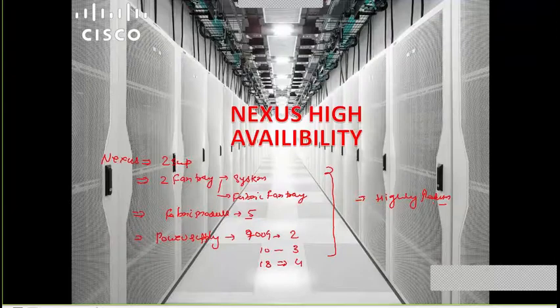So let's move on to the other features. We will talk about Nexus high availability. We will talk about ISSU, we'll talk about supervisor failover, we'll talk a lot about this. What is the method to do the ISSU, how the supervisor switchover is done, and if you have two supervisors, how they communicate and talk to each other, what type of packets. All these things we'll talk about today.